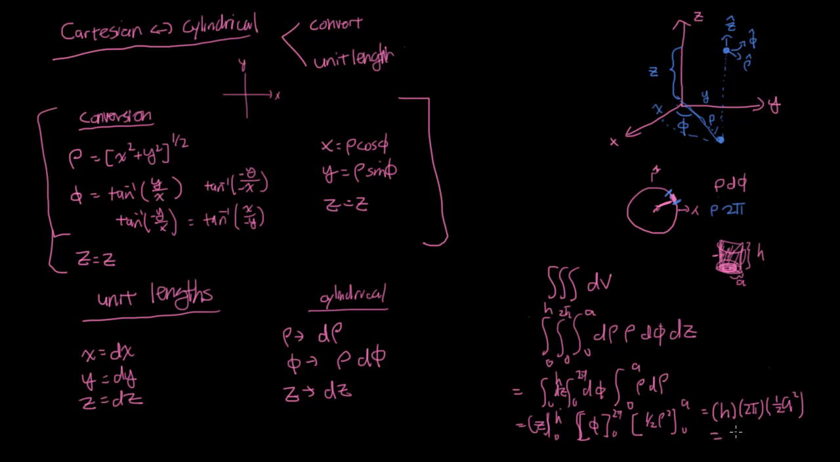Multiply these together, you get h pi a squared, which is how we would calculate the volume of the cylinder, right? It's pi r squared, which is the area of the base, multiplied by the height to get the volume of the cylinder. So you see, this allows you to derive the volume of a cylinder using first principles. And now next up, we're going to do the very same thing, but with Cartesian to spherical.